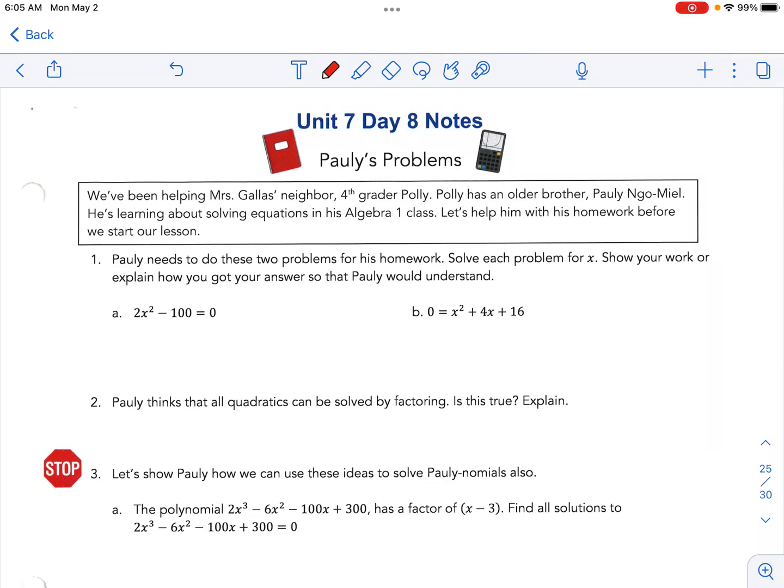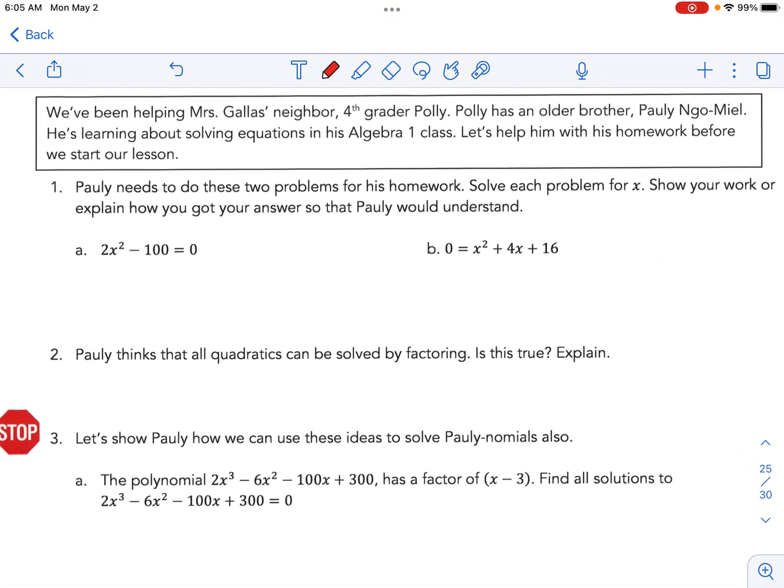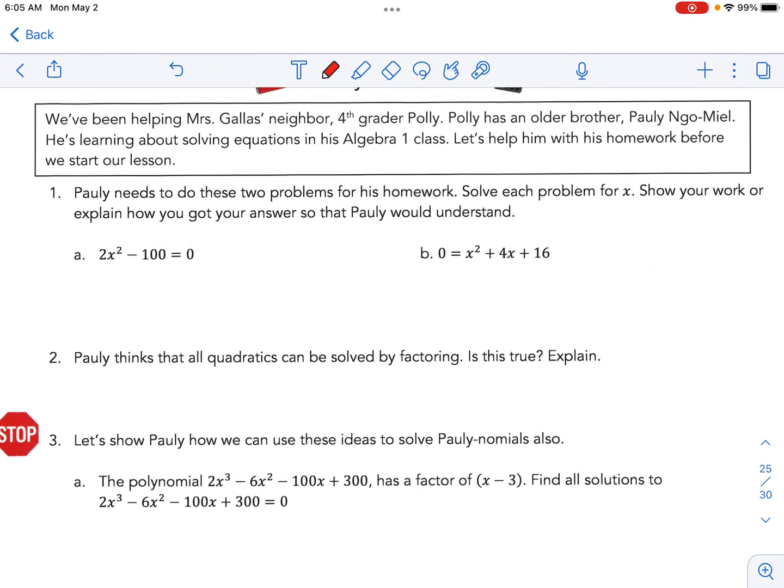These are Unit 7, Day 8 notes, and we're closing out the unit here with factoring these higher degree polynomials with solving them. So we've been down this road with quadratics before. So let's just refresh our memory on how to solve quadratics.